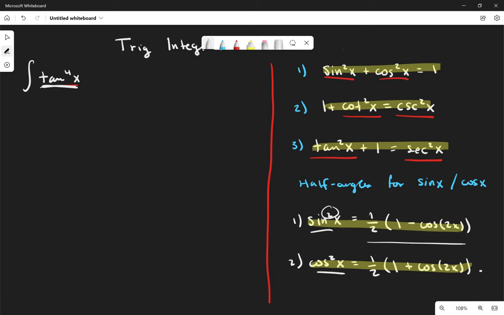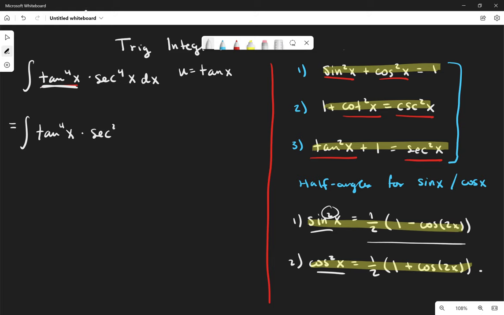What if it's not secant squared, but it's secant to the fourth? Essentially, the trick to force a u sub to work is to keep these Pythagorean identities in mind. So we're going to go through the example here. If I wanted to let u equal tangent x, I can only take out two secants. So I want to break off two of the secants that can get eaten up by the u substitution.